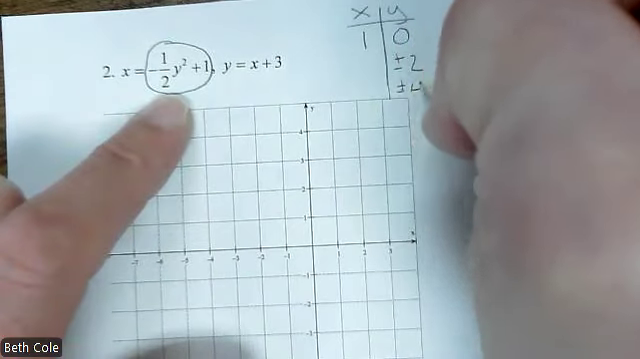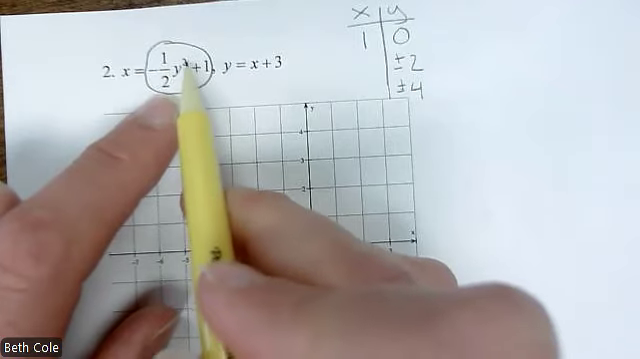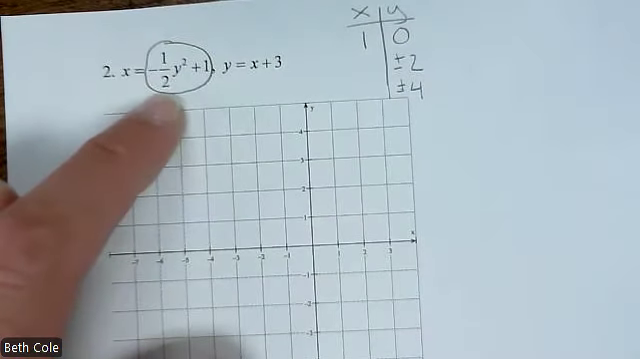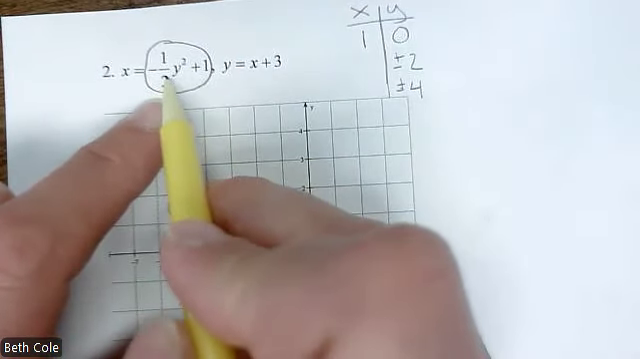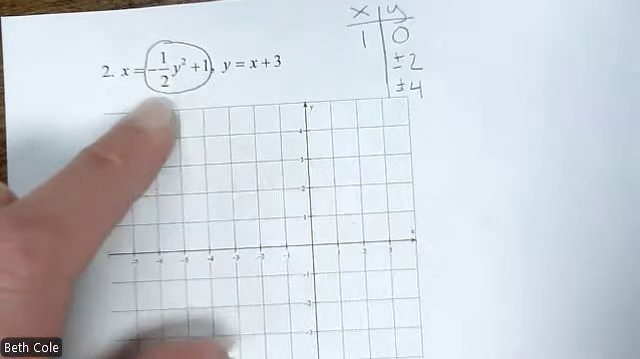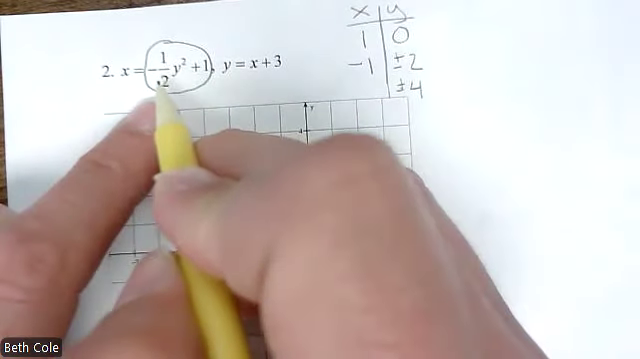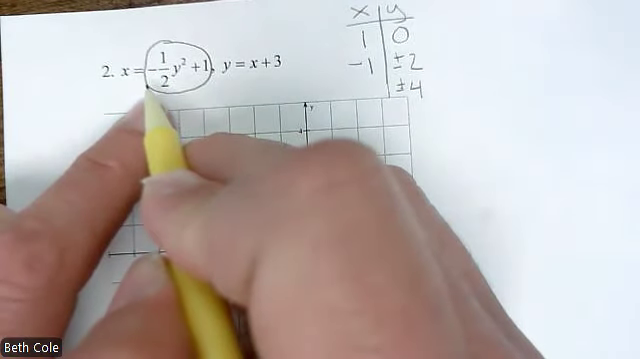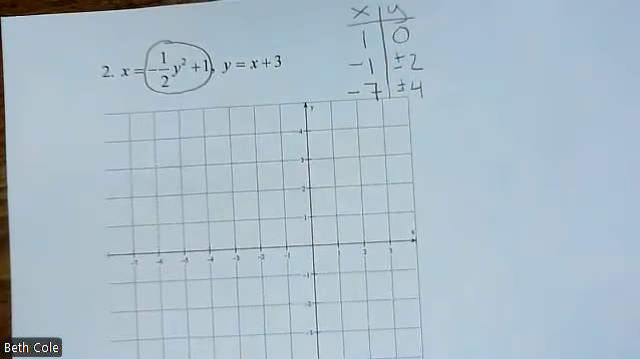And the reason I'm doing plus and minus is because when you square 2 or you square -2, you get the same thing. So we're going to get the same result here. It's going to be symmetric. So 2 squared is 4. Half of that, 2, but it's negative. So -2 plus 1 is -1. 4 squared is 16. Half of that is 8, but it's negative. So -8 plus 1 is -7.